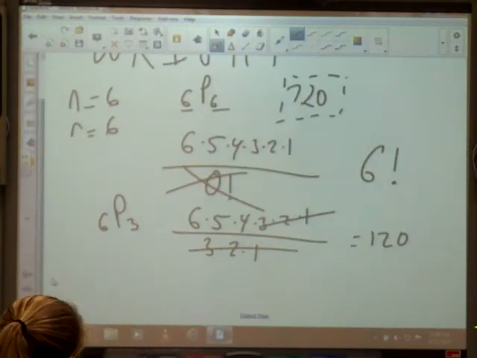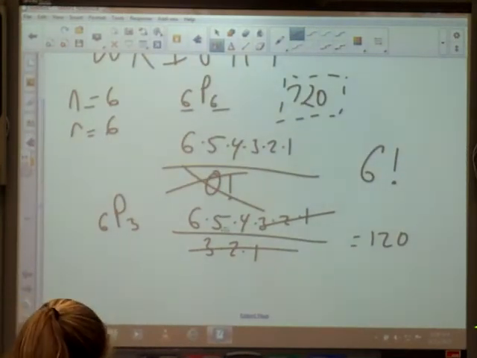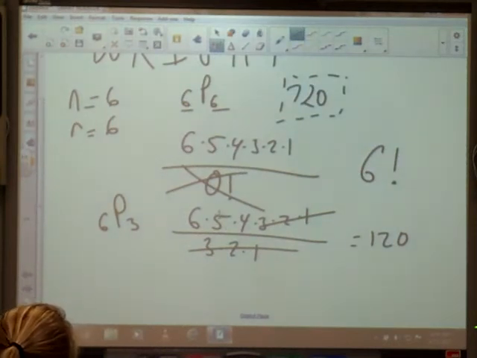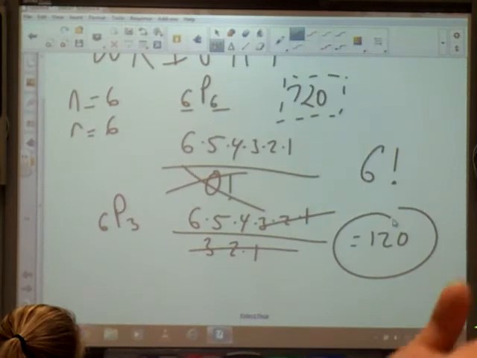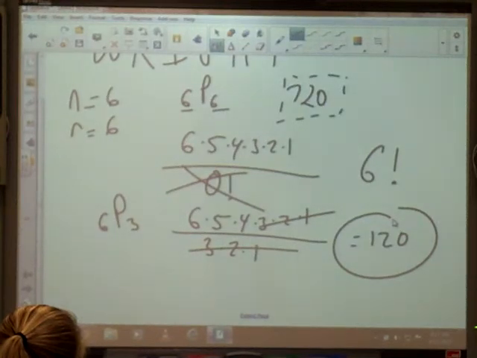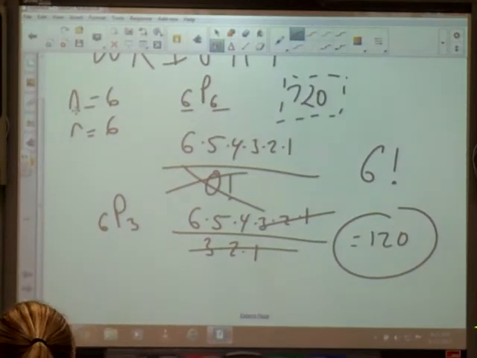When we chose 3, I did 6 factorial over 3 factorial. So the 3 2 1s canceled out. 6 times 5 is 30, times 4 is 120. So 120 different ways I could order 3 of them. It was permutations again. We had 6 letters and we ordered 3 of them.